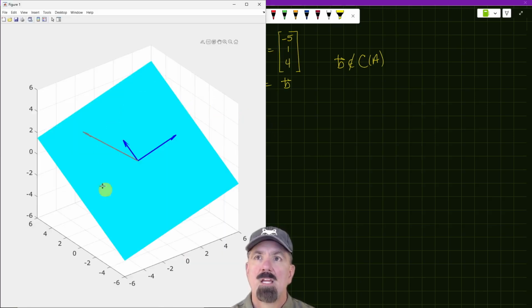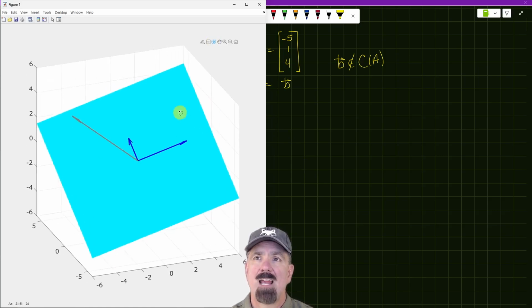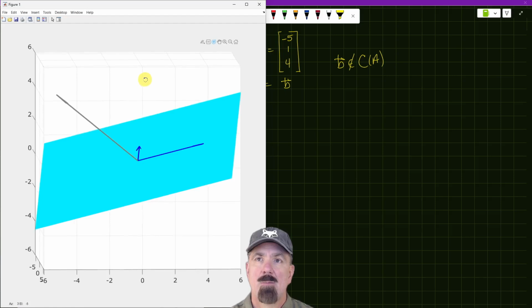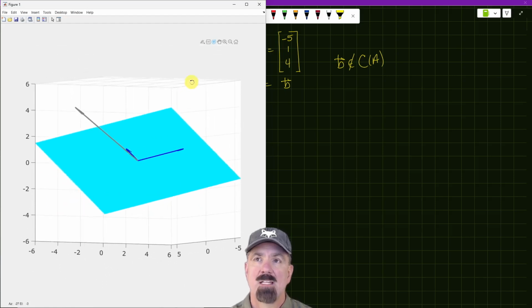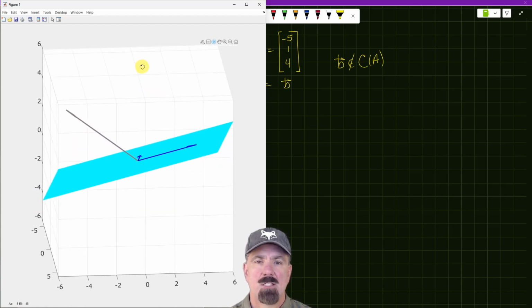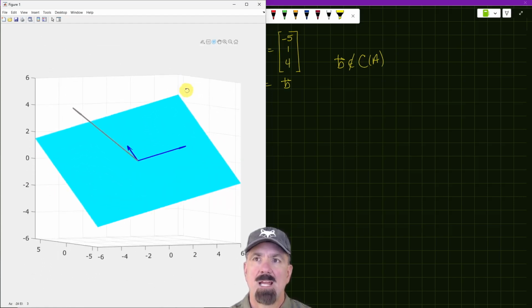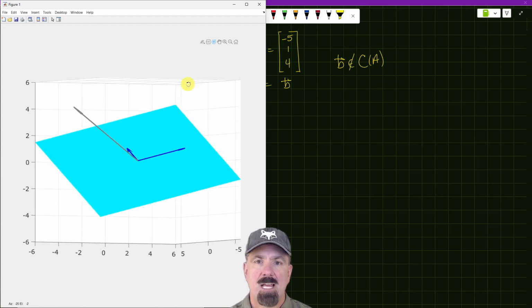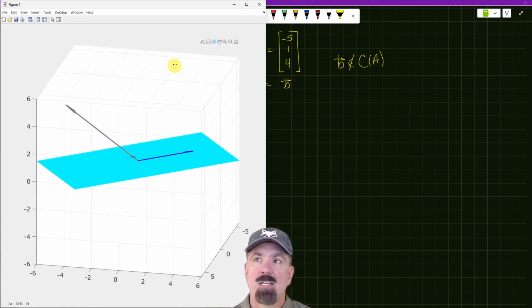So here is the column space of A. The column space is defined as the linear combinations of the columns, and in this case that is the cyan plane that you see here. So this is a two-dimensional subspace in R3. The gray vector is the B vector.